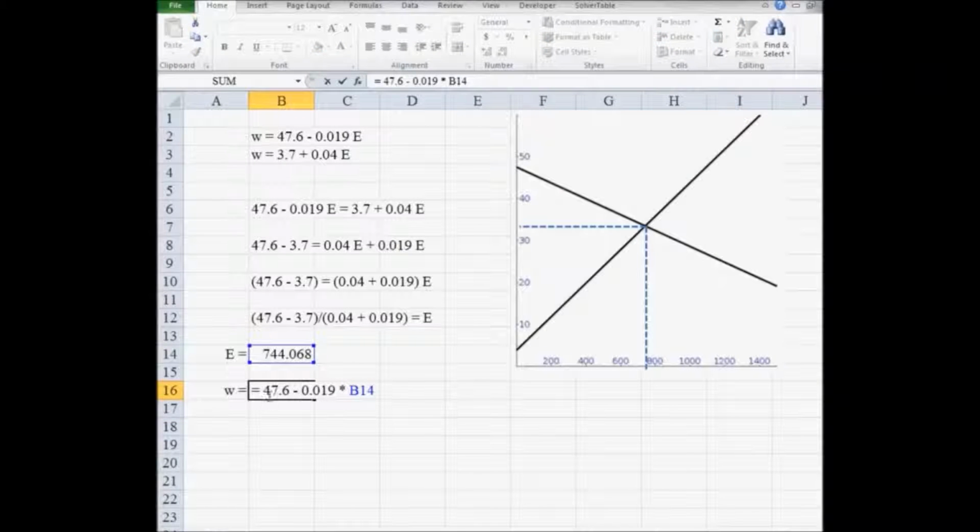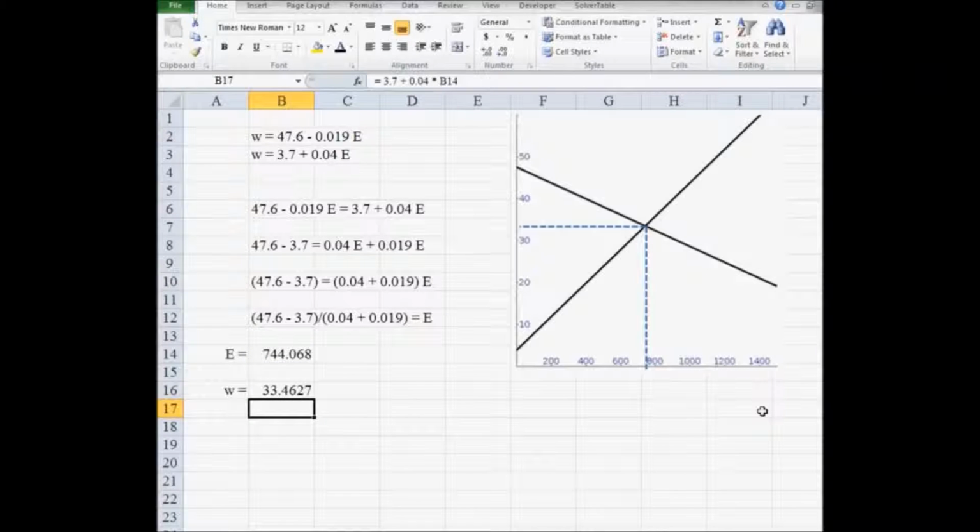To get the wage rate, I substitute the employment level into the demand curve. And when I do that, I get a wage rate of 33.4627. To 2 decimal places, 33.46. I can double check that I did my work correctly by plugging the employment level at the equilibrium into the supply curve. And I get the same value to 2 decimal places.